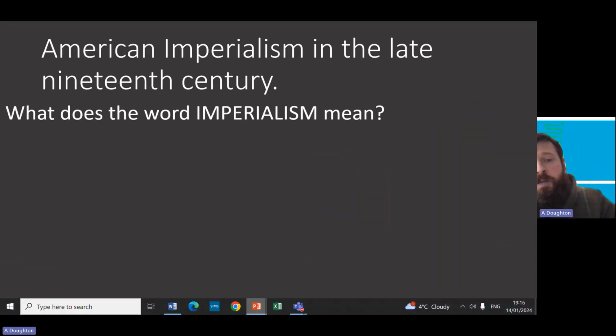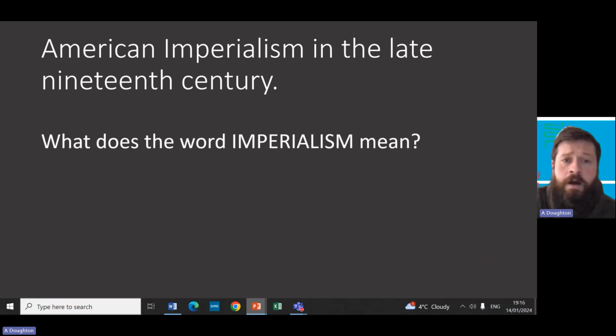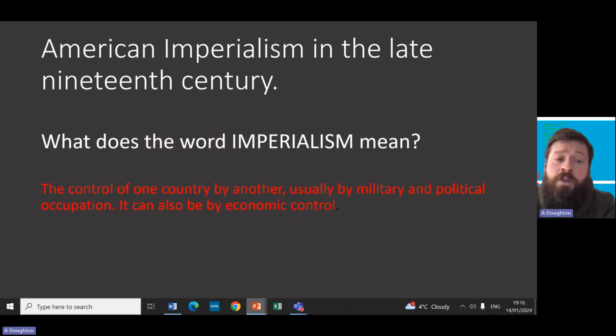So the first key concept we need to know for the foreign policy part of this course is imperialism. Imperialism is the control of one country by another, usually by military and political occupation, but you'll see with the US as an example, it can often be economic control as well.